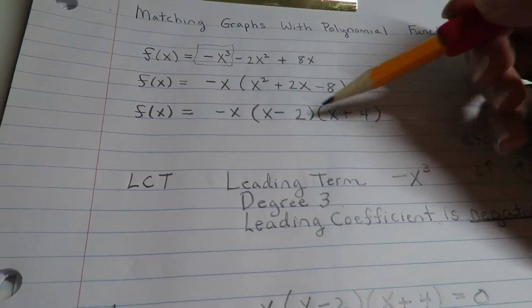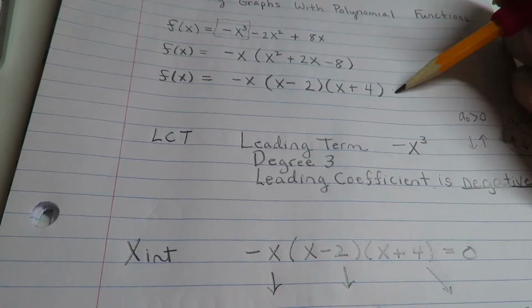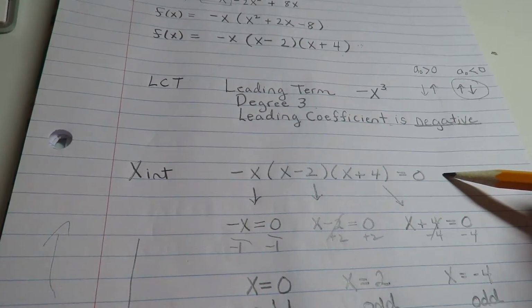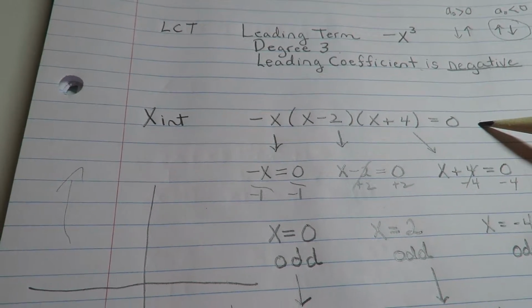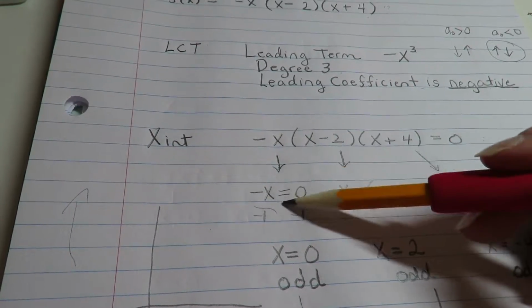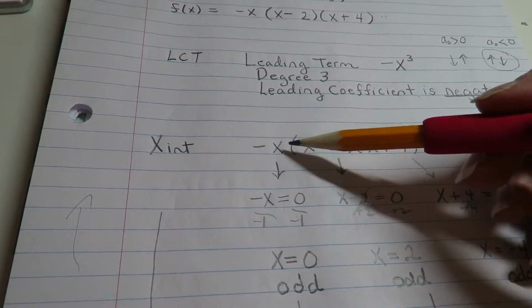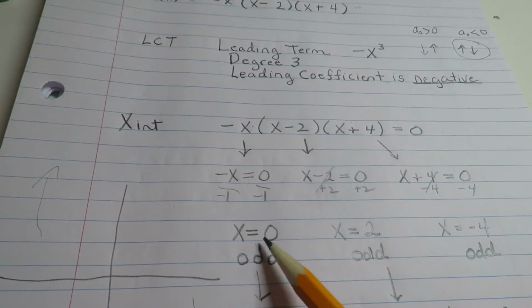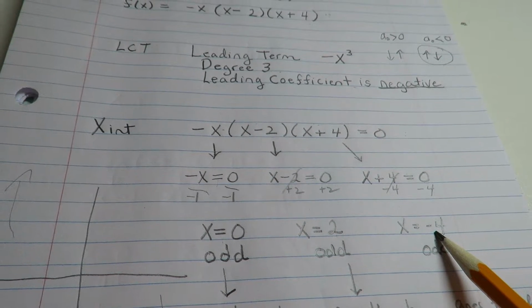All right, so now let's move over to the x-intercepts. I factored my function. X-intercepts are off the factored form. I've set it equal to 0. I'm now going to solve out each of the multipliers. So I set each piece equal to 0 and solve out. So I'm getting that these are my 3 x-intercepts.